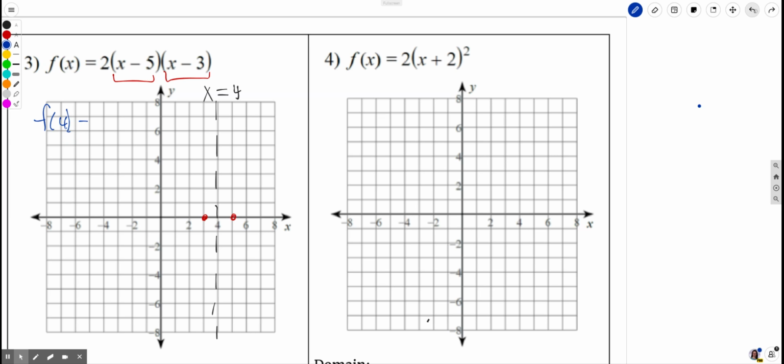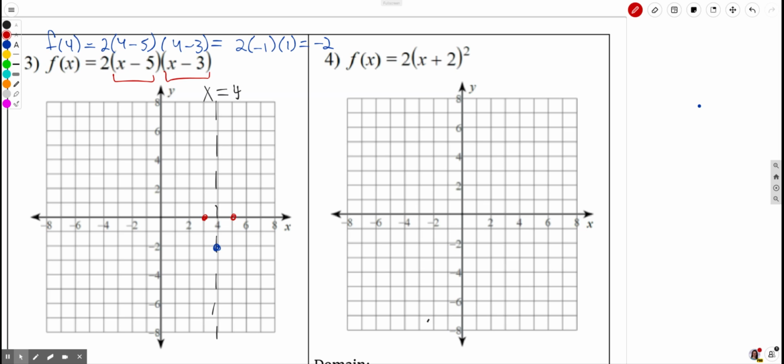So actually, you know what? Let's do this on top of the equation because that's going to make it easier to see. So f of 4. So we're going to have 2(4 minus 5)(4 minus 3). We end up getting 2 times negative 1 times 1, and that gives us a negative 2. And what we want to be doing is checking that everything is making sense. So this is looking like it's going to be concave up, which makes sense because we're going to end up having 2x squared if we were to multiply this out.